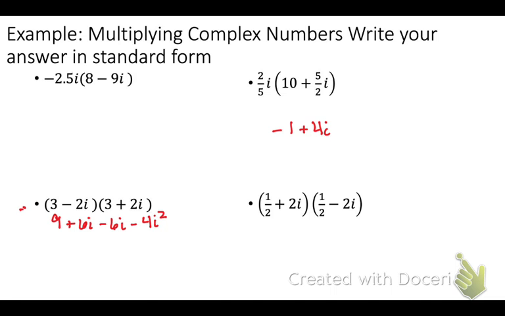Okay, did you get 9 plus 6i minus 6i minus 4i squared? Yes. Okay, so plus 6i minus 6i, what? It cancels out, it zeros. So I have 9 minus 4 times what? -1, because i squared equals what? And -4 times -1 is? So 9 plus 4 is 13.